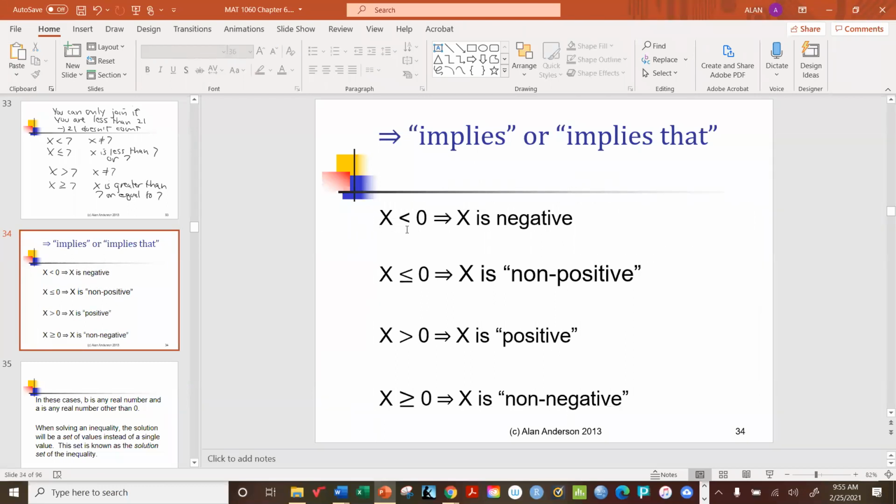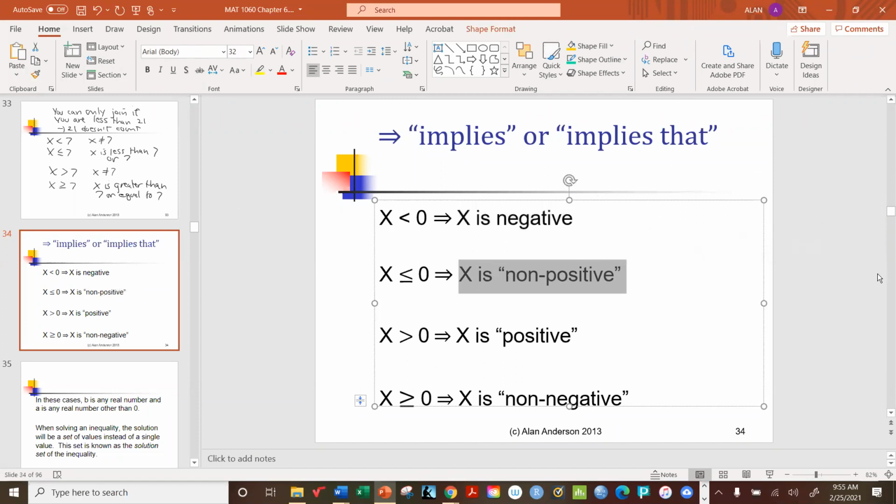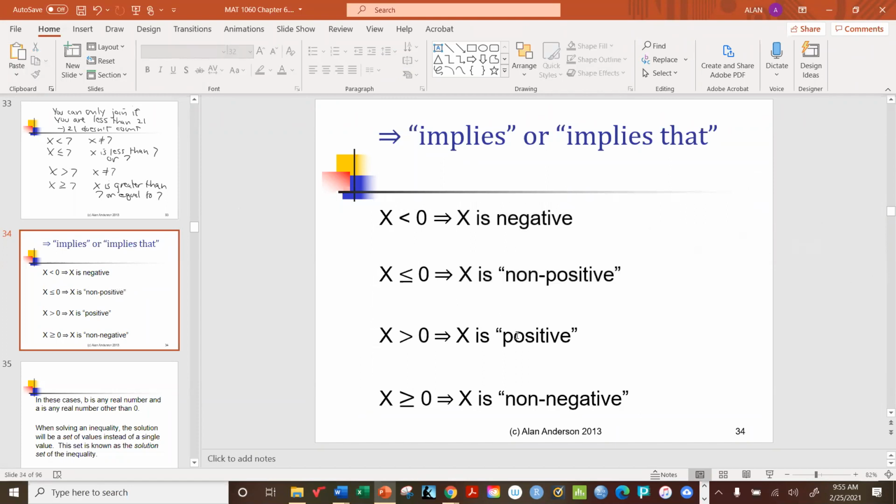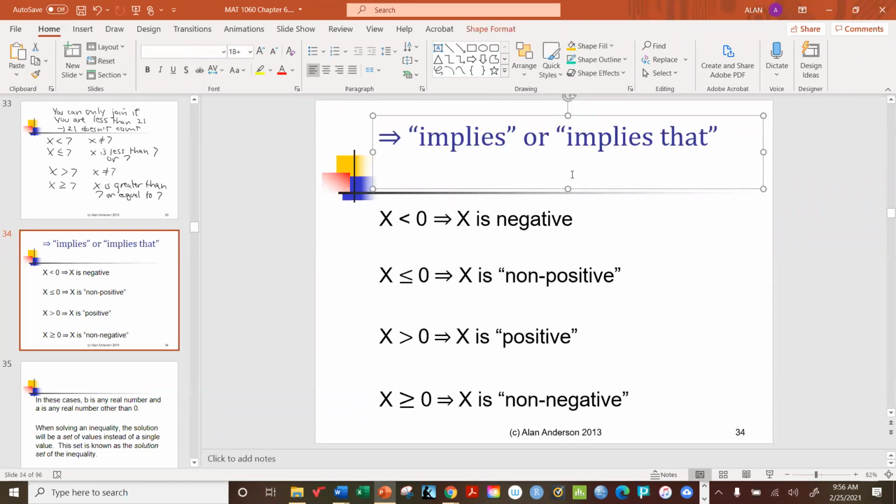So if X is always less than zero, not including zero, we say that it's negative. But if we allow for the possibility of zero, it becomes non-positive. Okay. On the other side, if it's strictly greater than zero, we call it positive. But if it's possible to be zero or positive, we call it non-negative. And again, the arrow is mathematical shorthand for implies, or implies that.